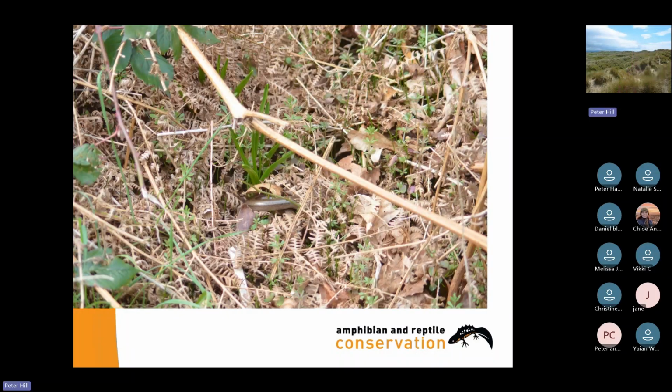There's a slow worm, mosaic basking, just demonstrating how they don't often bask fully out in the sun, but rather just show sections of themselves at a time. So that can easily be confused with a bracken frond or a stem.